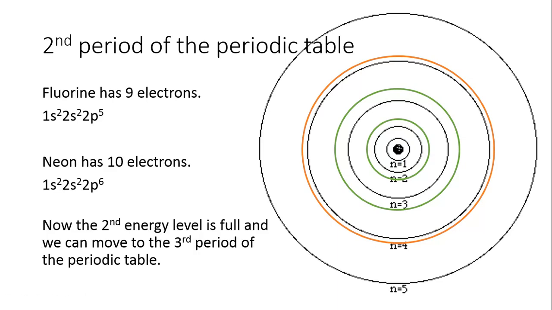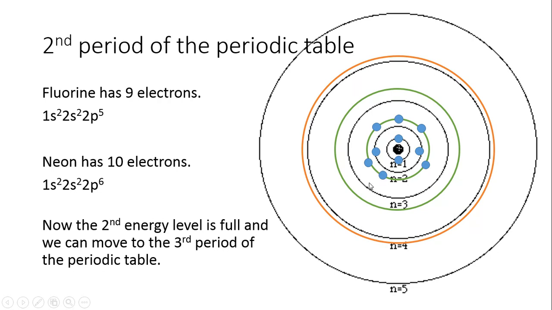Fluorine has 9 electrons, so 1s1, 1s2. Now the 1s subshell is filled. Then 2s1, 2s2. Now the 2s subshell is filled. 2p1, 2p2, 2p3, 2p4, 2p5. We have a total of 9 electrons. So the electron configuration is 1s2, 2s2, 2p5. Neon has 10. So now we have 1s2, 2s2, 2p6. Now the second energy level is full, and we can move to the third period of the periodic table.